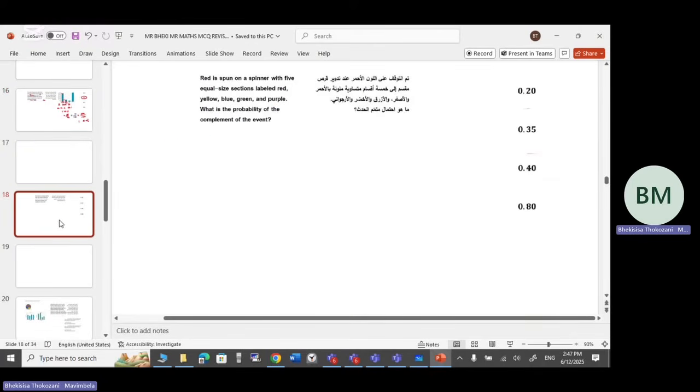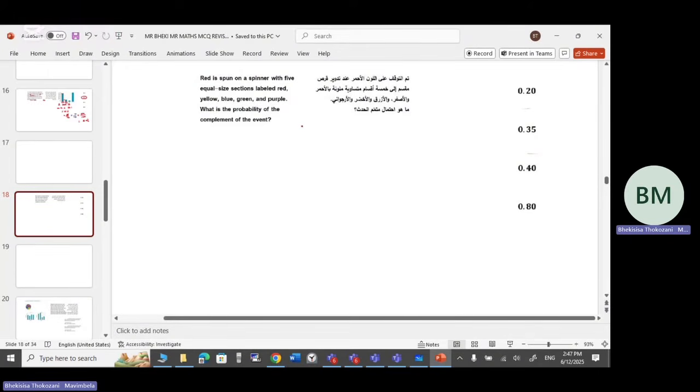So here it talks about a spinner. Red is spun on a spinner with 5 equal size sections labeled red, yellow, blue, green, and purple. What is the probability of the complement of the event?